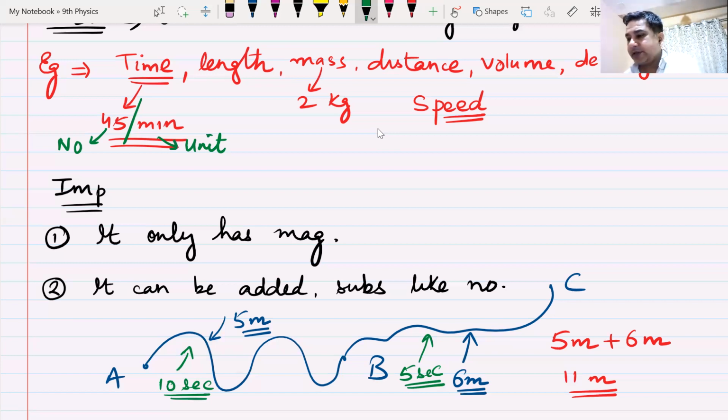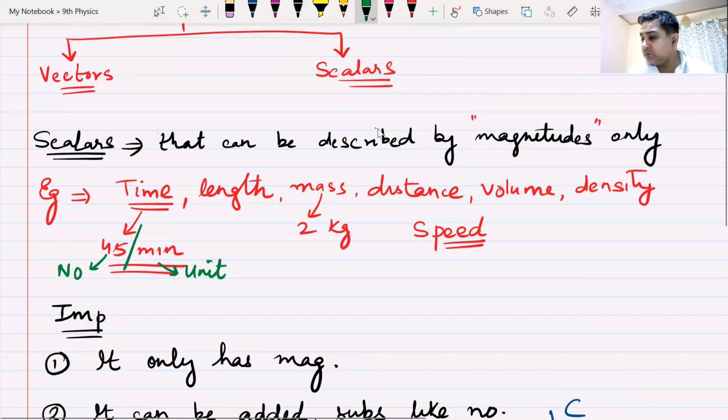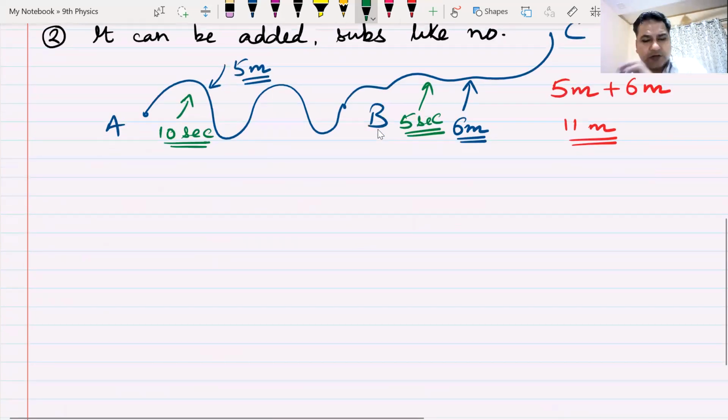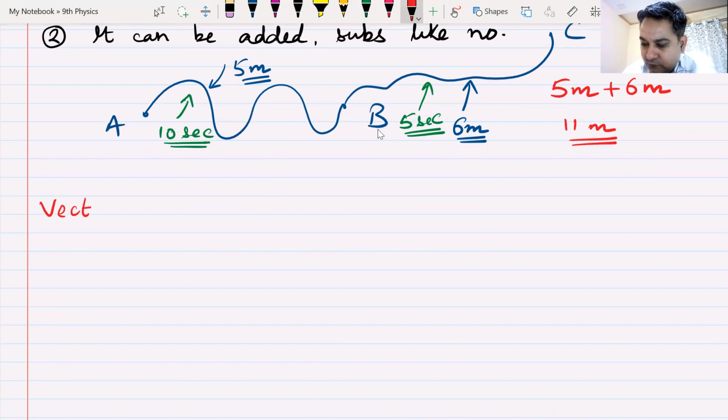Okay. So, these are quantities which can be described by their magnitudes only, and they can be added like numbers. These quantities are known as scalars. Now, what did you say are vector quantities? What are vector quantities? Vectors. Sir, they depend upon both magnitude and direction.